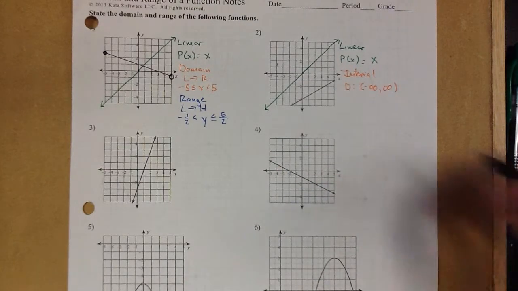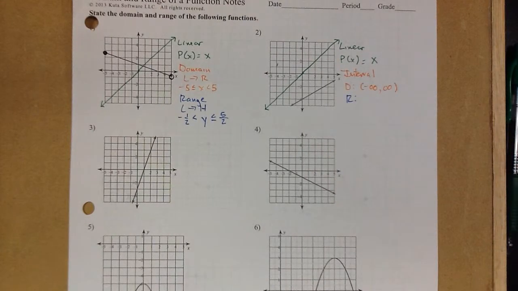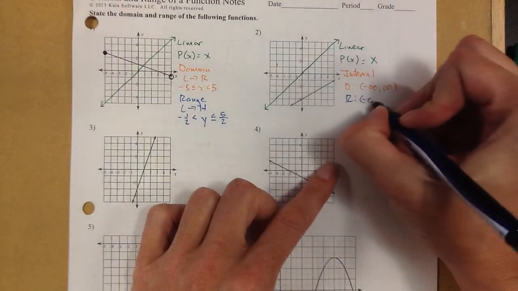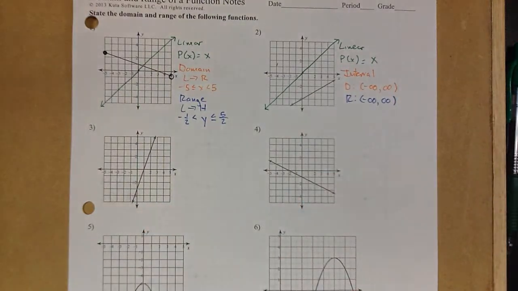What would be the interval for your range? Where does it start on the bottom? Negative infinity. Where does it end at the top? Positive infinity. So the same thing. We're going from negative infinity to positive infinity. Talk about that in a little bit.